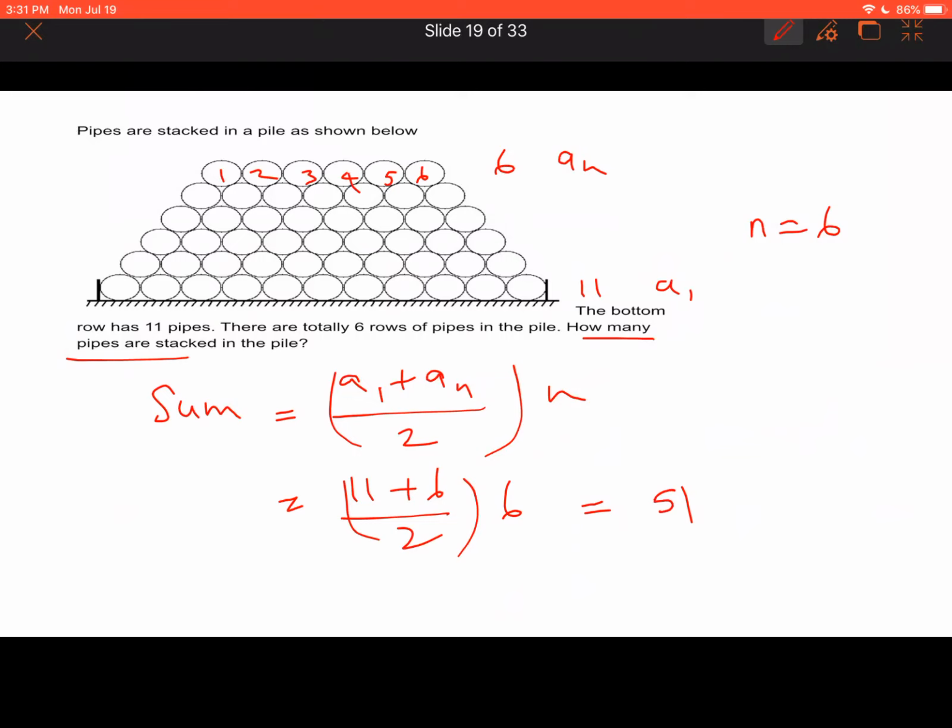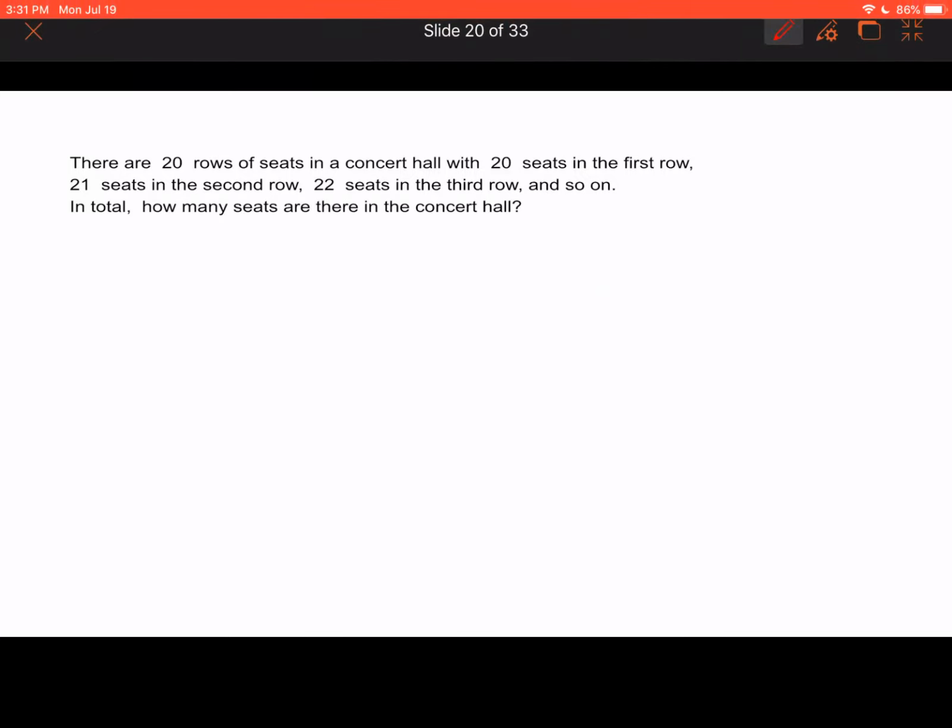Since it's a lesser number, we can even just write down the values and add them, right? But I just want to show you how the knowledge of arithmetic sequence can be applied in finding these problems. Okay, now we'll see the last problem.